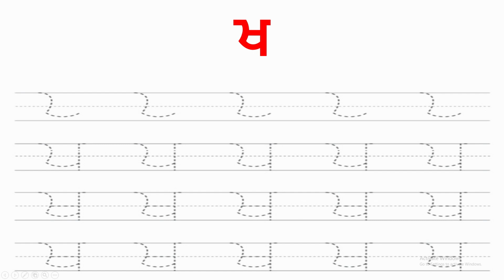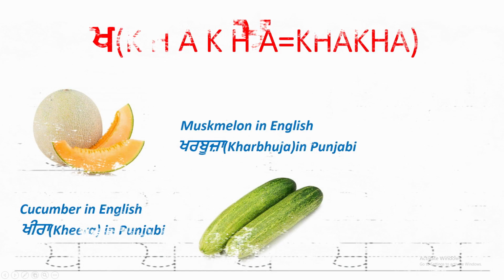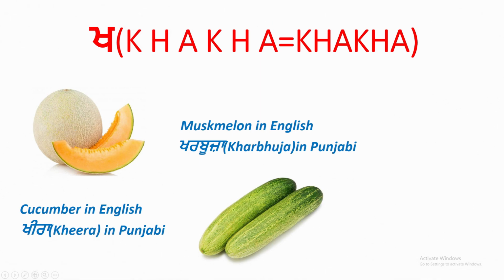From this alphabet, these are some examples. The first is muskmelon in English and khakha for kharbuja in Punjabi. Second one is cucumber in English and khakha for kheera in Punjabi.